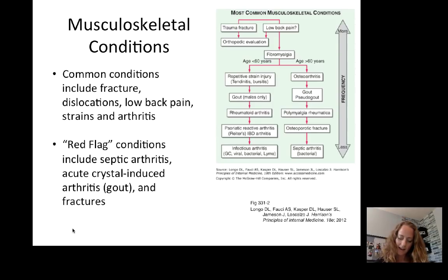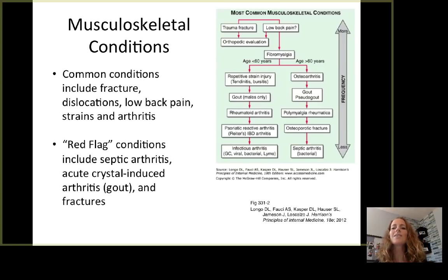Harrison's has a little chart that talks about the most common musculoskeletal conditions. And the reason for doing this is that as you're assessing a patient, it helps to understand what is the most common as you're trying to just logically determine what's wrong with the patient. You may also consider other factors such as age. Some conditions are much more common in older patients.